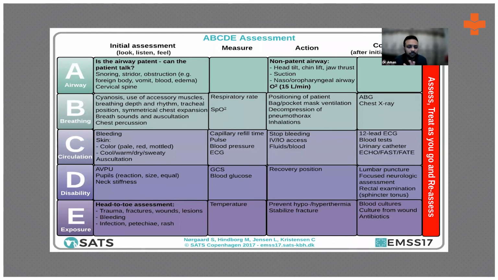Then I would come to the exposure. So expose the patient, which we usually don't do in India. Expose the patient from head to toe. Look for any abnormal signs: any bruise, petechiae, bleeding signs, lesions, burns, anything out of the blue, just check it. While you're doing the exposure, make sure that you maintain the temperature of the patient.